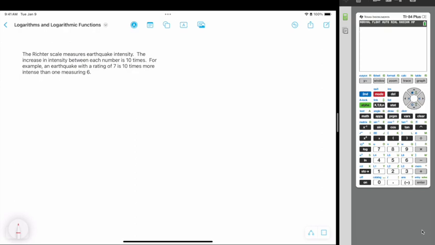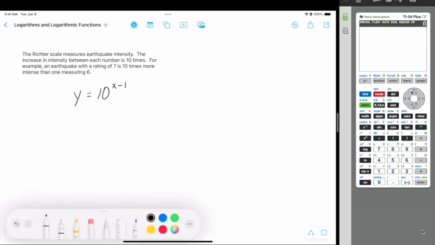So a measurement of 4 on the Richter scale is actually 100 times worse than a measurement of 2 on the Richter scale, not twice as bad. An earthquake rating of 7 is 10 times worse than one measuring 6. And so the formula to calculate the intensity is a really easy one. It's y equals 10 to the x minus 1 power. And x is the rating on the Richter scale.